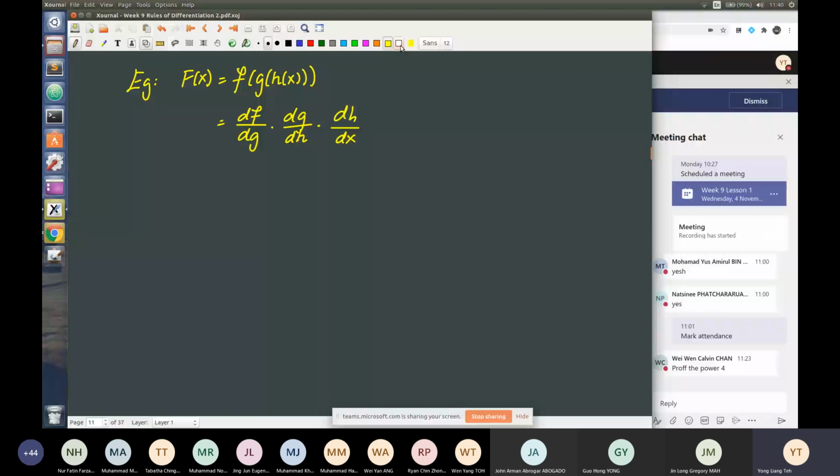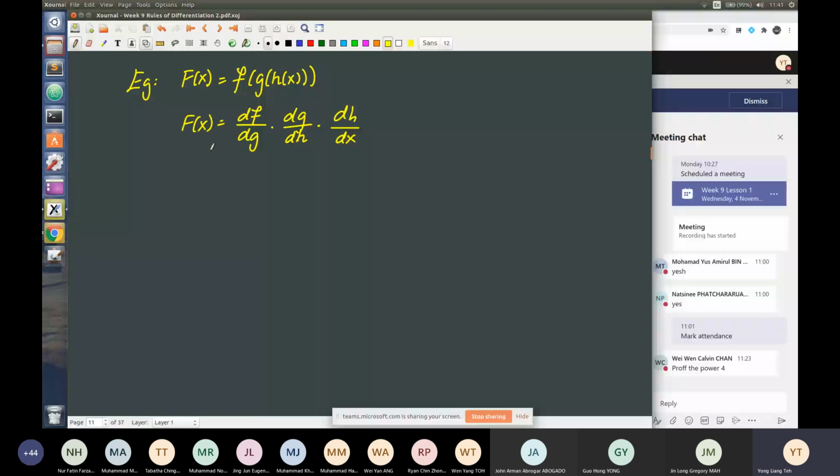The dividing off rule will still apply. This dg strikes off with this dg, and this dh strikes off with this dh. Eventually, what do you have? You have df dx. Because of this big F, it's actually this small f here. So you have df dx, which is exactly what you want if you are looking for f prime x. So this is the chain rule when it's applied to three functions in a composition form.